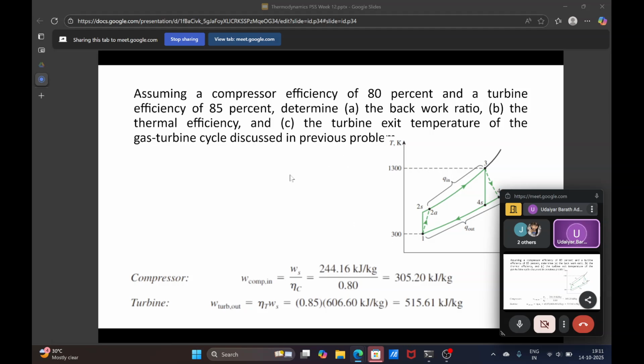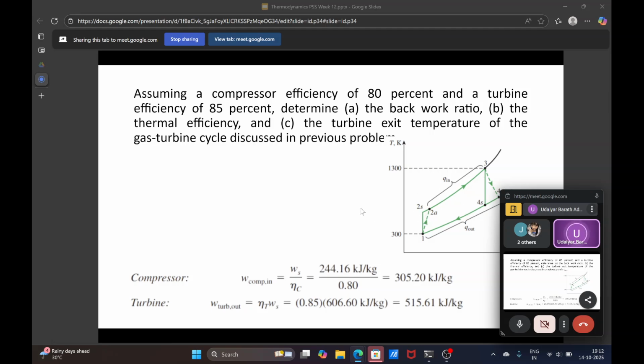So for this we need to find out whatever is asked. The compressor work, which we have already found out in the previous problem, was the ideal case 1 to 2s. So 2s can be directly found out using the isentropic process, reversible adiabatic. So PV raised to power gamma is constant.